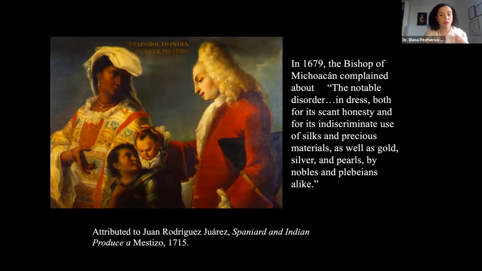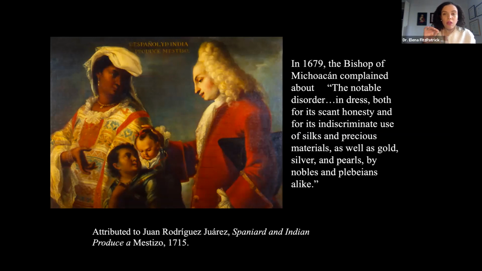And there are many records that we have from the period where people could actually purchase certificates of legal whiteness called gracias al sacar, thanks for letting me out, basically, where people were able to actually purchase whiteness, right? So these categories that are being laid out in the Casta paintings as if they're immutable were in fact often being transgressed, with people moving back and forth between these categories.